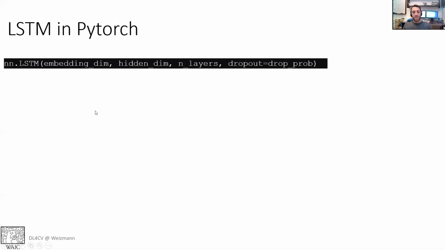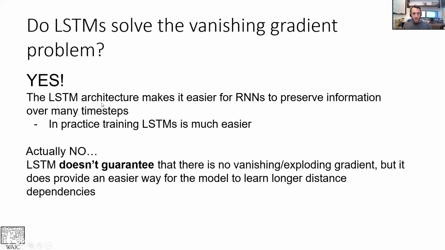So the LSTM in PyTorch is very easy to implement. What we see here is that we have the embedding dimension or the input dimension that we want to embed, the hidden dimension, and the number of layers. And that's all it takes to get an LSTM in PyTorch. And now, we introduced LSTMs as a solution to this vanishing gradient problem. Does it actually solve it? Well, first, in terms of practical use case, it does solve it. Let's think about it as yes.